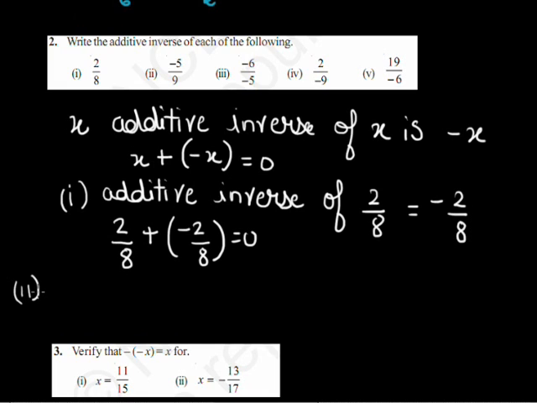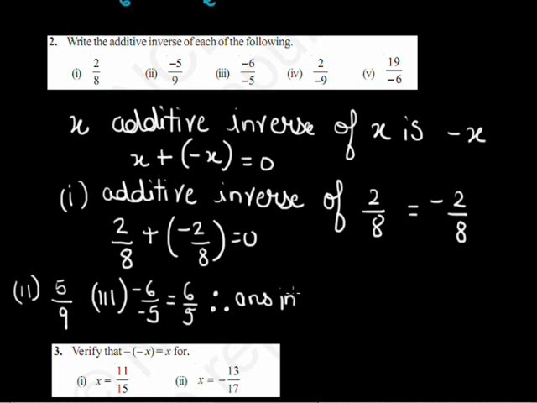So if I have to find the additive inverse of minus 5 upon 9, I can multiply minus 1 to minus 5 upon 9, that is, the additive inverse is 5 upon 9. Again, if I add minus 5 upon 9 and 5 upon 9, I will get 0. The third part, I have to find the additive inverse of minus 6 upon minus 5. Now I can write minus 6 upon minus 5 as 6 upon 5. So the additive inverse of 6 upon 5 is minus 6 upon 5.